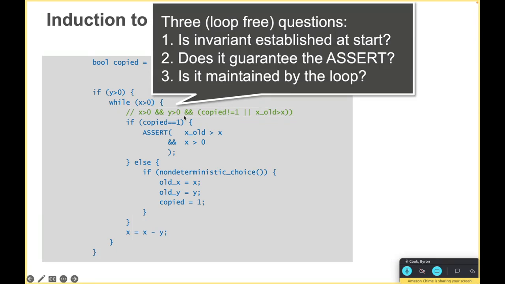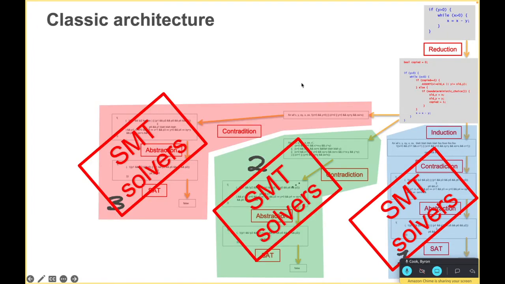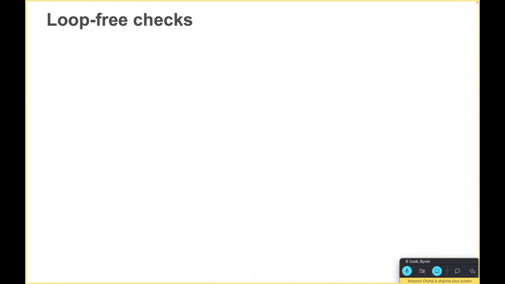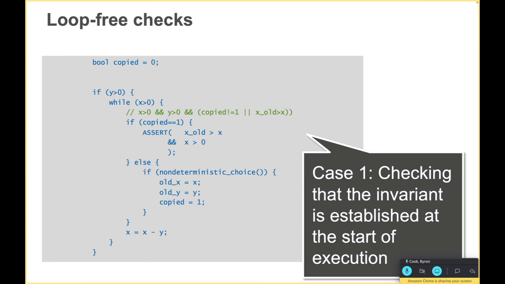And so what we're going to do is show that this invariant is established at the start, that it guarantees the assert. When this is true, then this assert can't fail, and it's maintained by the loop. And you can basically discharge all of these with SMT. And we can do it with what I'm calling loop-free checks, and that should become clear in a moment.